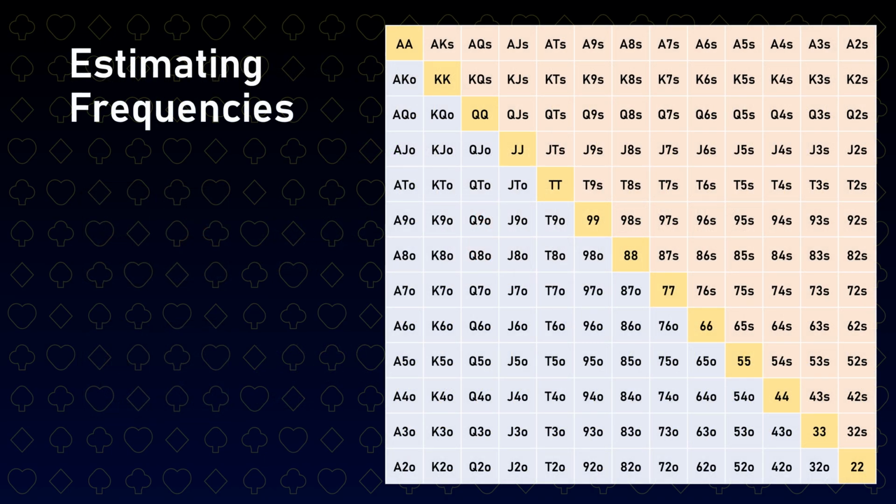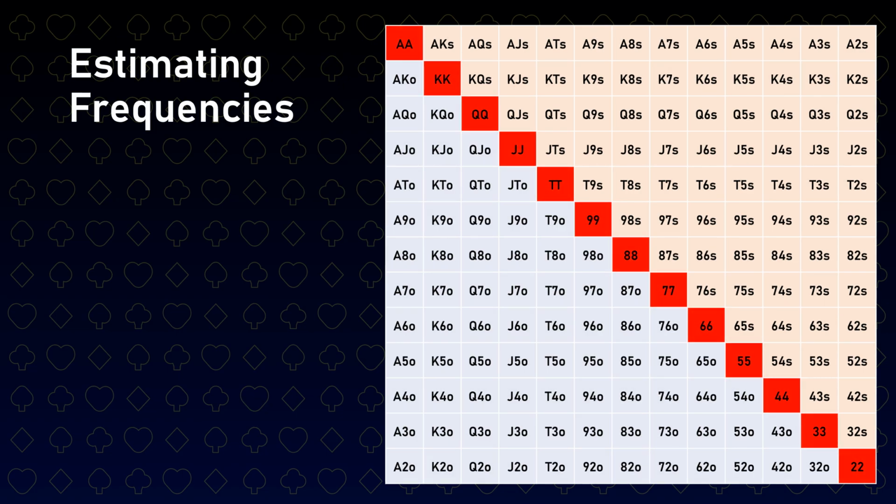Let's have a look at how we can use combos to calculate or estimate frequencies at the table. Phil, from earlier, now loves to set mine, and to set mine he's decided to only play pocket pairs. What percentage of total hands is he playing, and therefore what frequency will he be dealt a pocket pair?